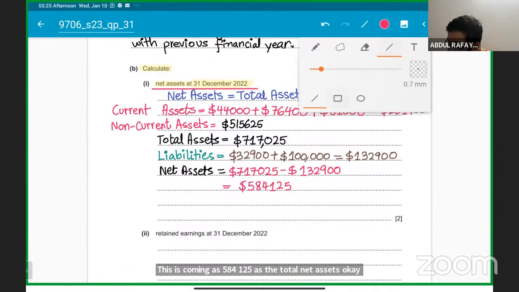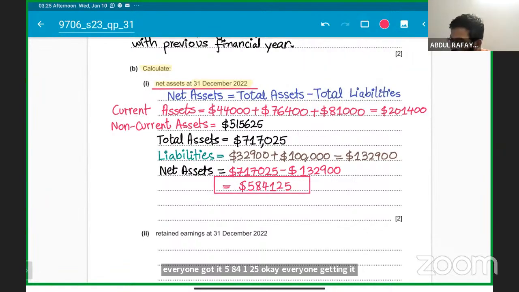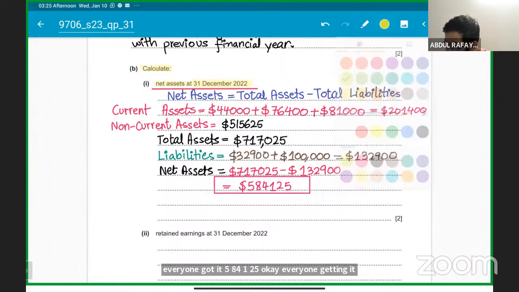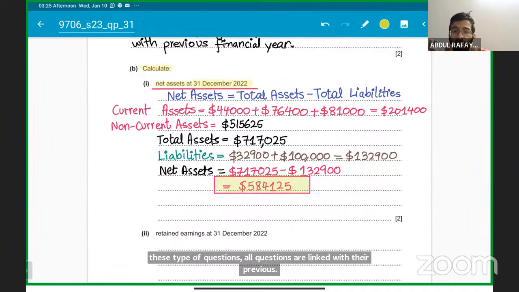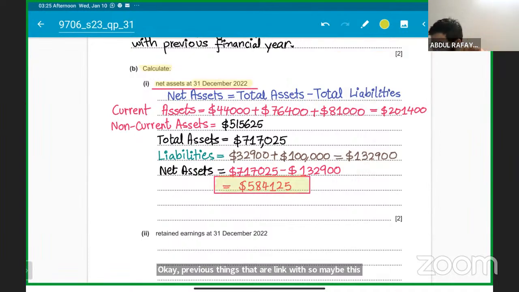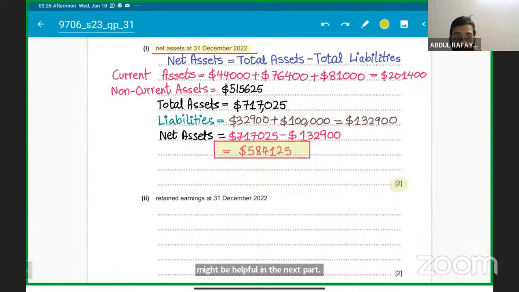Make sure in most of the company questions and these type of questions, all questions are linked with the previous things. So maybe this part they have, there's a huge reason why they have asked you to find out this for only 2 marks, might be helpful in the next parts. This is the net assets, 584,125. Okay, students got this? Any problem, anyone? Let me know. Clear, students?